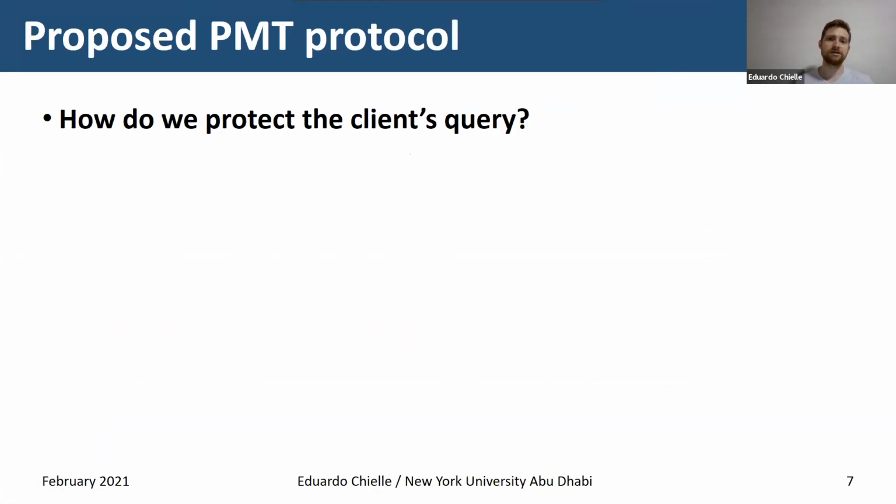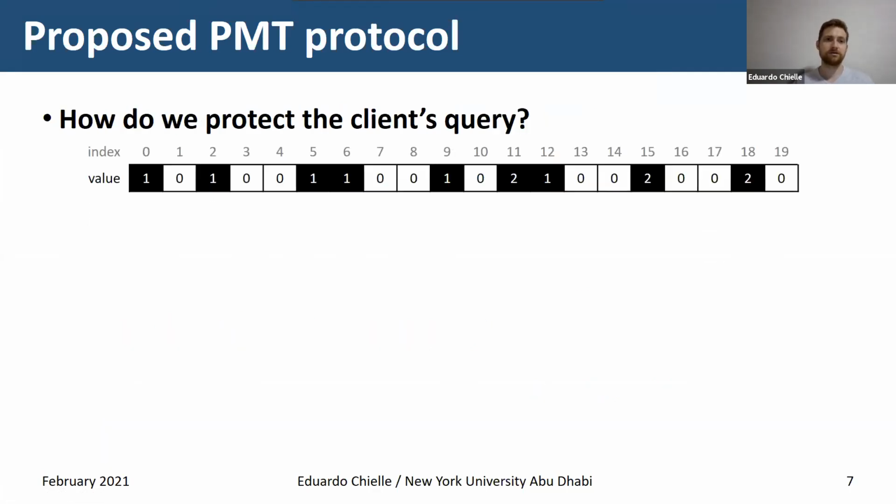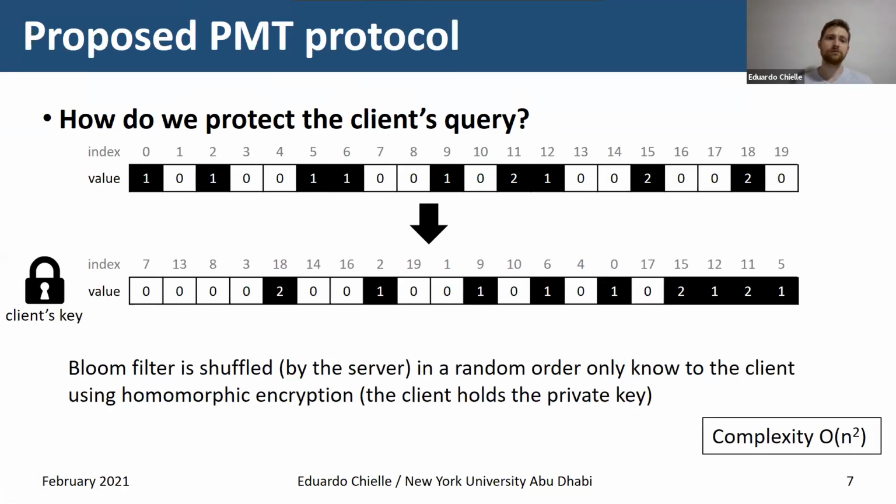So how do we protect the client's query? Originally, we have the Bloom filter with indices going from 0 to the size of the Bloom filter, and the value set according to the database and the hash functions. Then what we do using homomorphic encryption is to shuffle this Bloom filter in an order that is only known to the client, using the client's evaluation key.